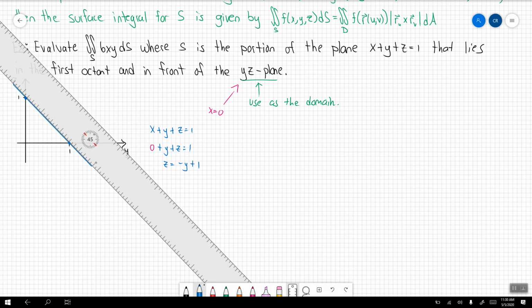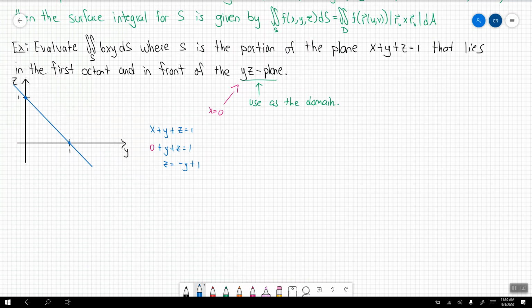Alright, and then here's going to be my line. There we are. So the equation of this line is z is equal to negative y plus 1. And the region that I want to be looking at, or the domain that I'm going to be integrating over, that region D, is going to be this region right in here.